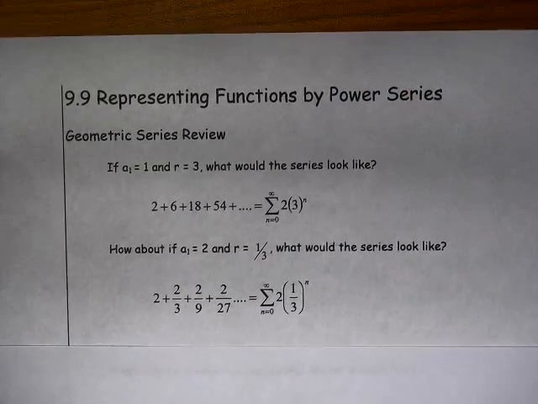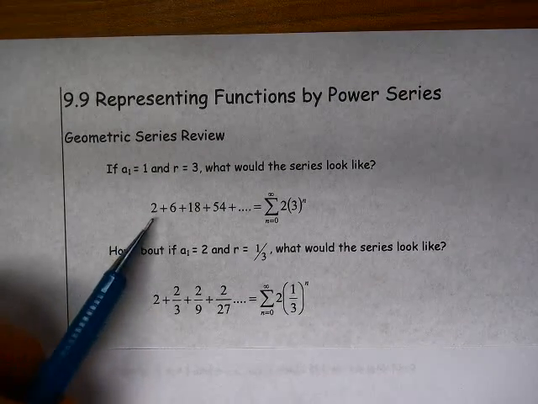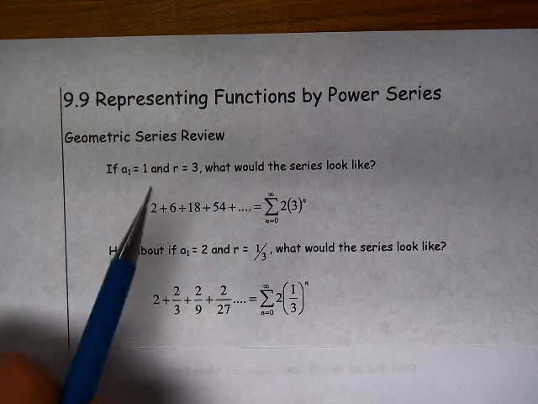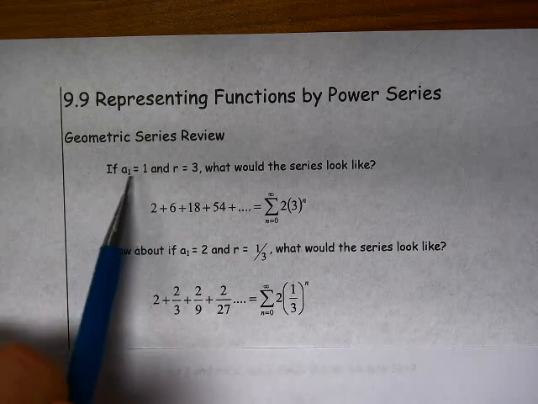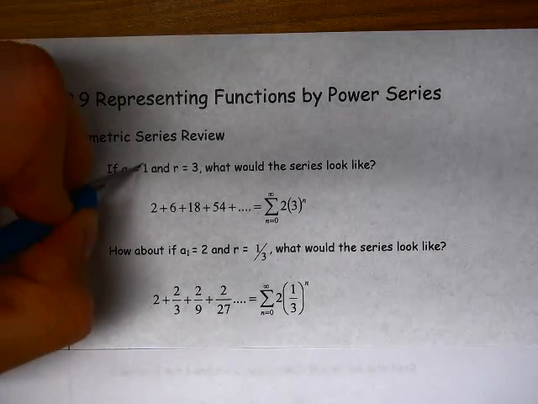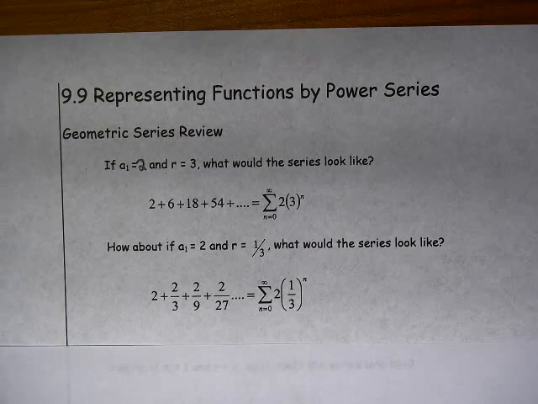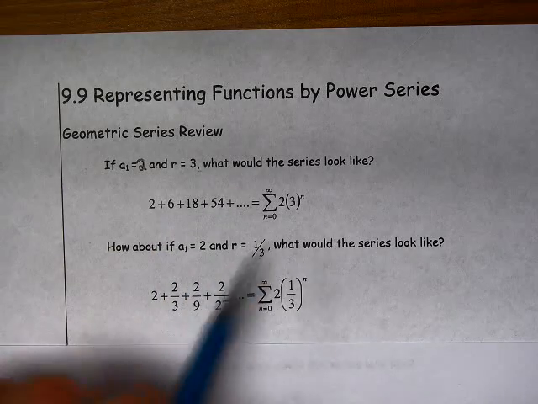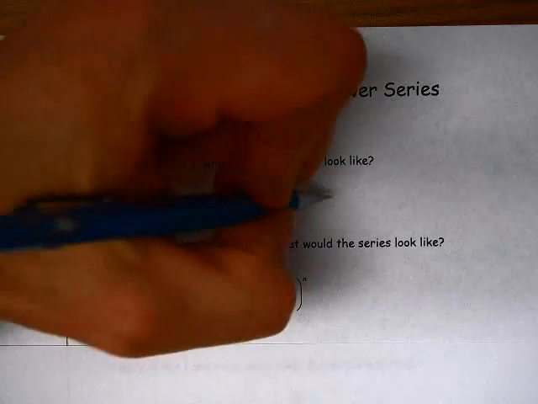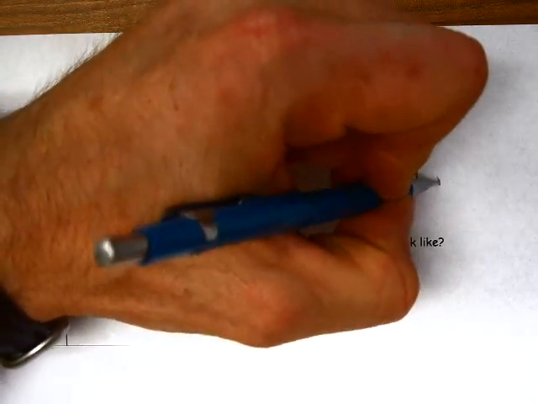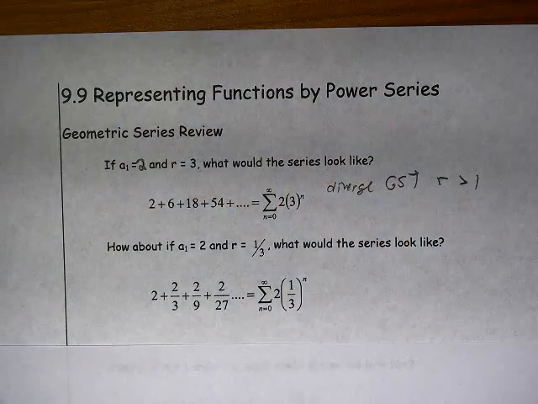So if I have a geometric series, I've got 2 plus 6 plus 18 plus 54. This is the a sub 1, so the first... I wrote that wrong. That should be a 2. So a sub 1 is 2 here. That's the first term, and r is 3. So the series would look like this. We know that this series would diverge by the geometric series test because our r is greater than 1.